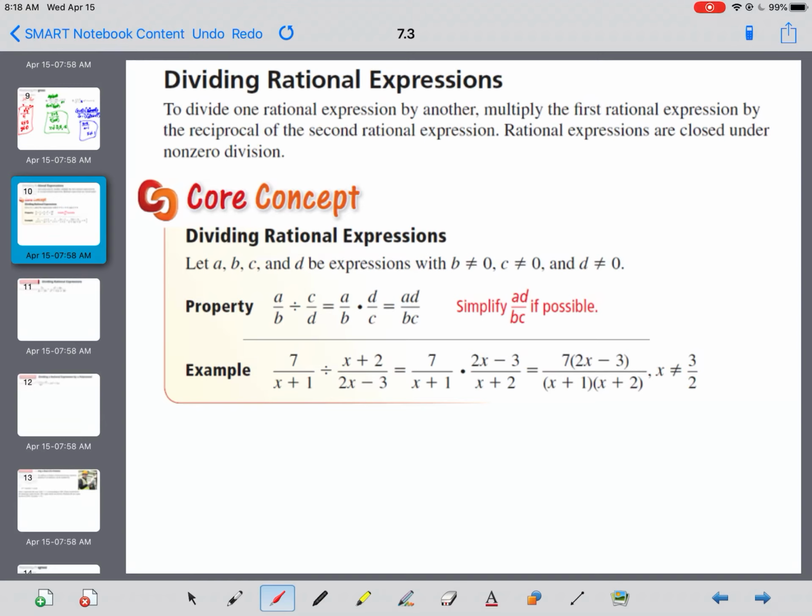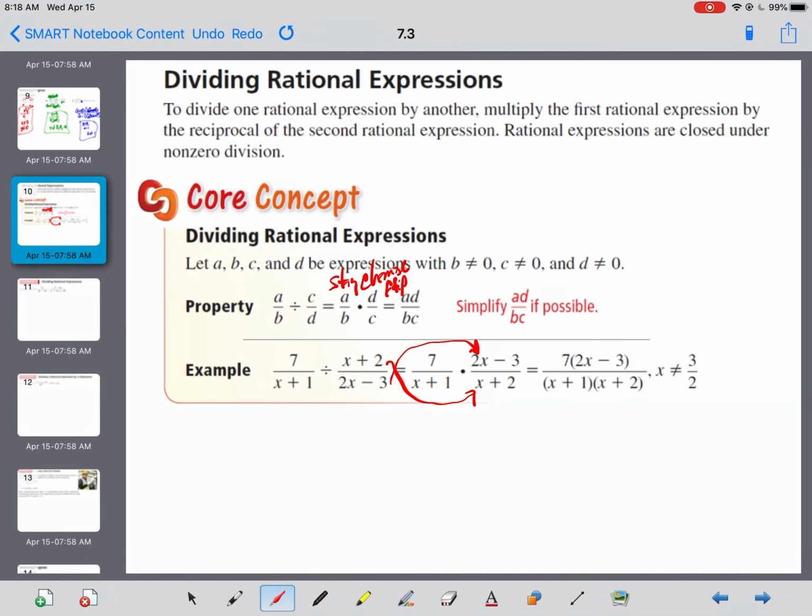All right. Dividing. To divide one rational expression by another, you multiply by the reciprocal. You never divide fractions. You stay, change, flip. Stay, change, flip. If it's A divided by B divided by C divided by D, it becomes A divided by B times D divided by C. You flip it over.